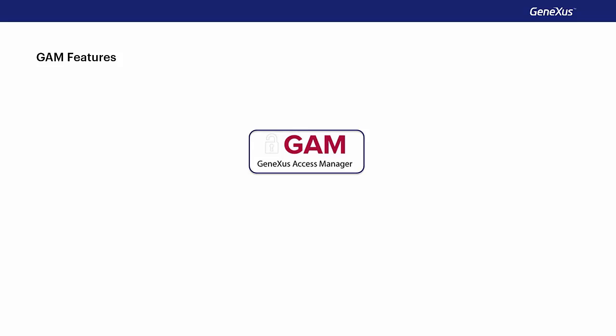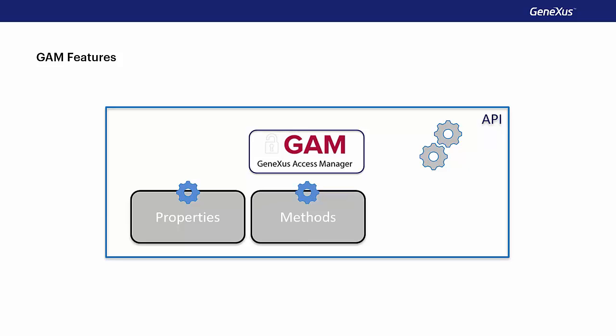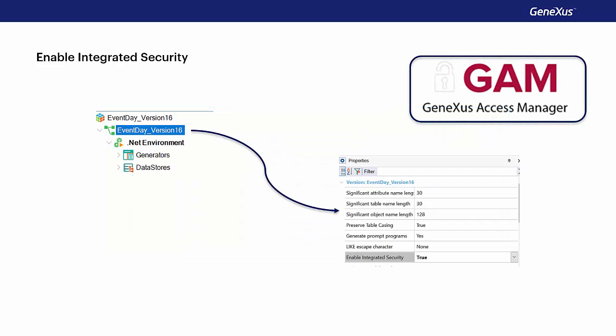The GAM also shows an API, Application Program Interface, to access its properties and methods, in case we need to do it from our app, and a series of web services that may be used from other apps. This topic will be dealt with at the advanced level. In order to enable the GAM, we must go to the KB's active version level and set up the property Enable Integrated Security to True.